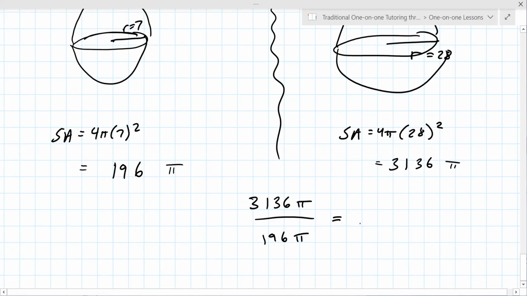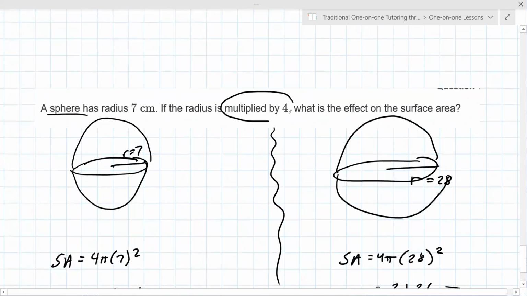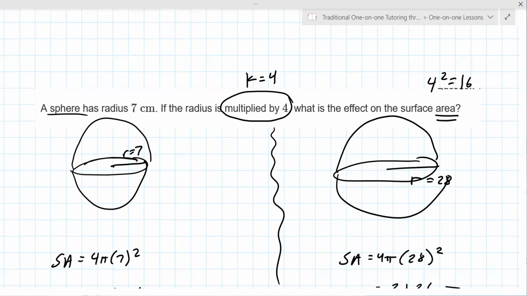I'm left with 16. Maybe we could have known that from the beginning. What's the value of K? It's a squared, and you square for area, so that's 16. So just a reminder that that always works. Does it work all the time or most of the time? Yeah. Okay.